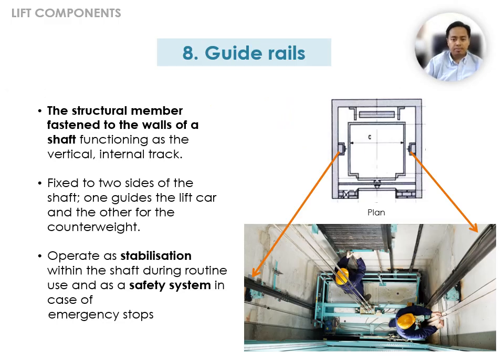Next is the guide rails. It's the structure member fastened to the walls of a shaft, functioning as the vertical internal track. Fixed to the side of the shaft, one guides the lift car and the other one the counterweight. Operate as stabilization within the shaft during routine use and as a safety system in case of emergency stop.